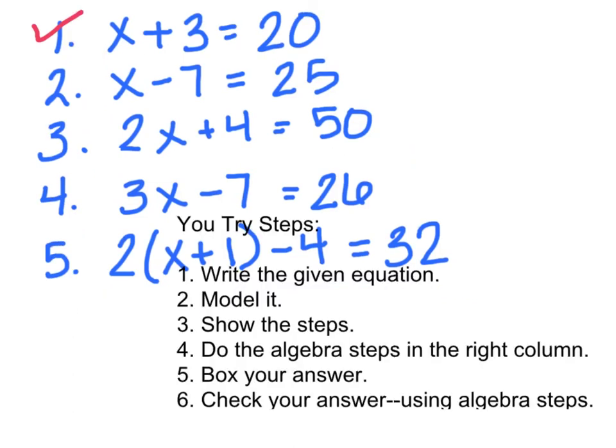And just remember, these are the steps that I asked you to do. Write the given equation, model it, show all your steps with your model, and then do the algebra steps in the right column. So on the left, you're going to do the equation, model it, show the steps, and then on the right, you're going to write the equation, use the algebra steps, box your answer, check your answer. Okay, bring it to class tomorrow.